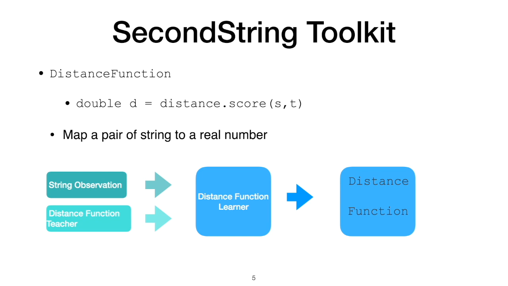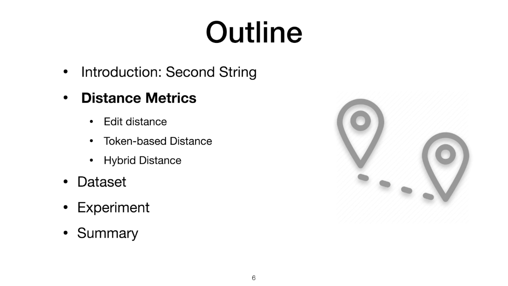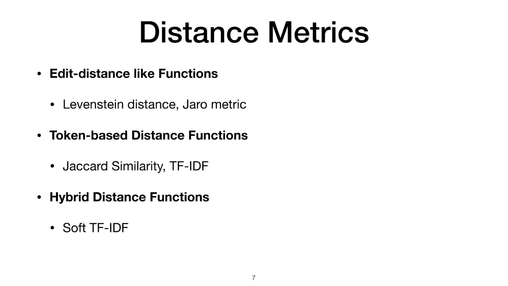Our fundamental type of object in SecondString is the distance function. A distance function will simply take two strings s and t as input and output a real number d that measures the distance between string s and string t. There are three types of distance metrics used in SecondString: edit distance-like functions, token-based distance functions, and hybrid distance functions.